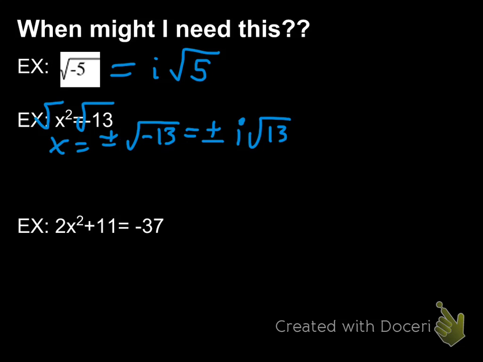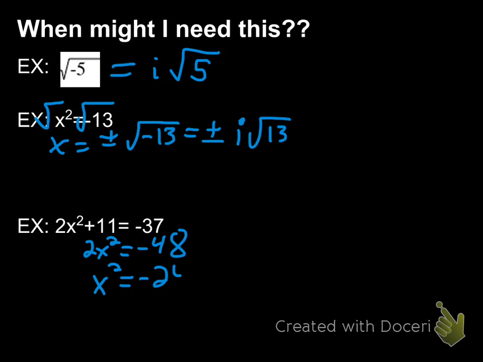To solve this one, I'm going to solve it just like I would from last section. I'm just going to subtract 11, so I get 2x squared equals negative 37 minus 11. Is that negative 48? That is it. Okay. Divide both sides by 2. So x squared equals negative 24.